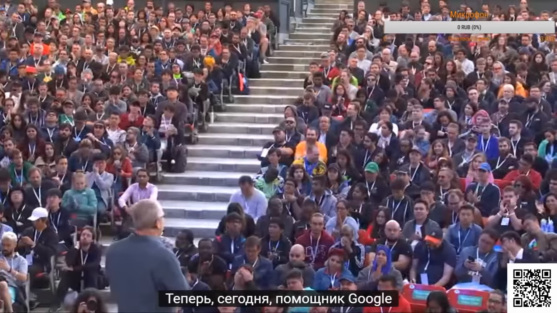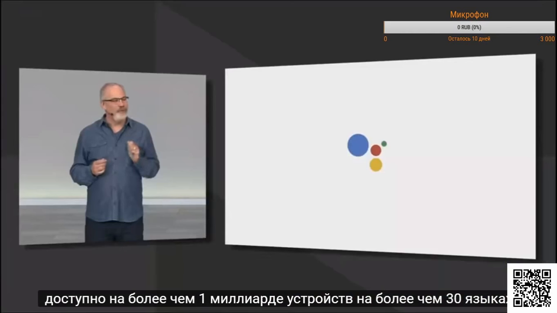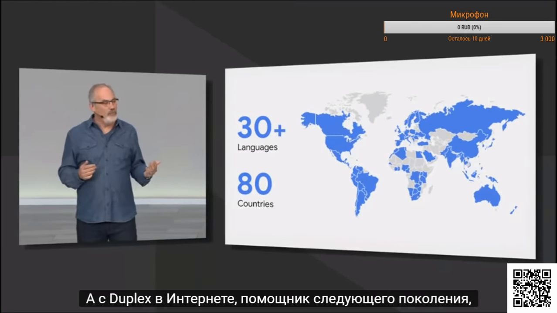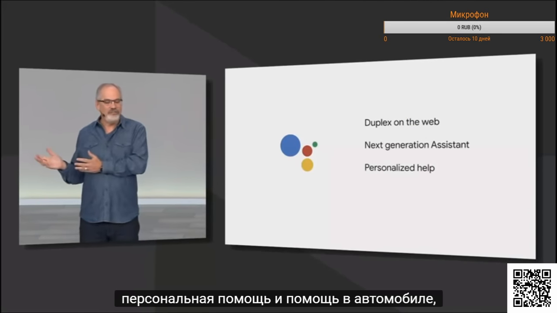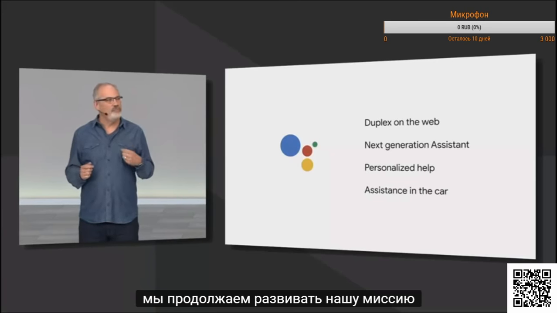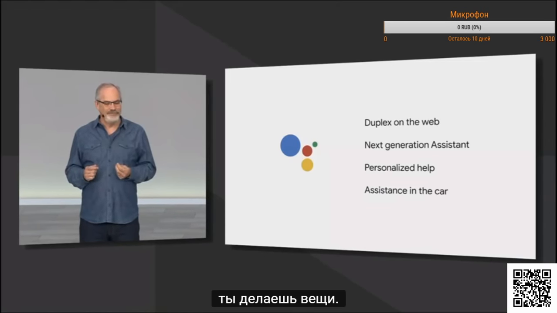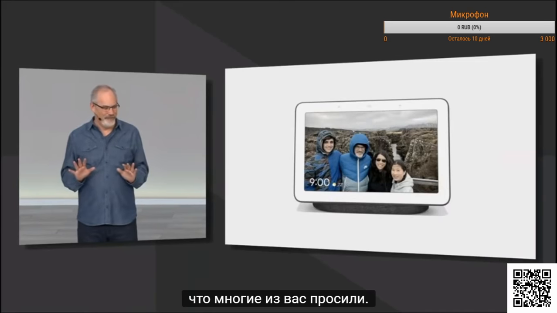Today, the Google Assistant is available on over 1 billion devices in over 30 languages across 80 countries. And with Duplex on the web, the next generation assistant, personalized help, and assistance in the car, we're continuing to build on our mission to be the fastest, most personal way to help you get things done. Before I go, I want to share a little something that a lot of you have been asking for. Check this out.